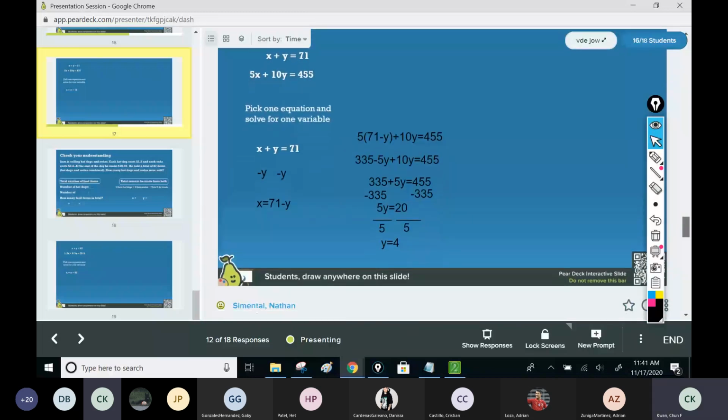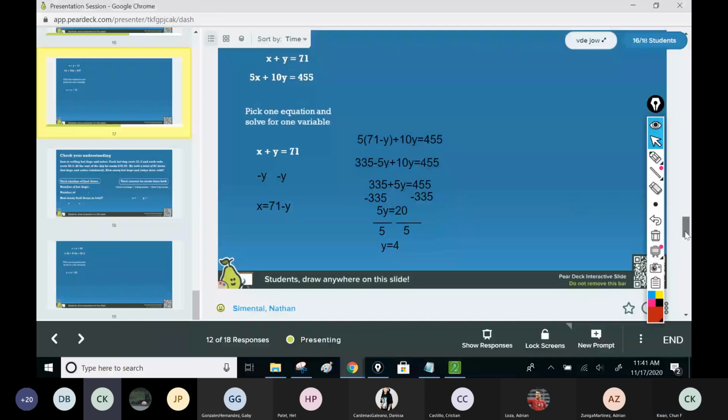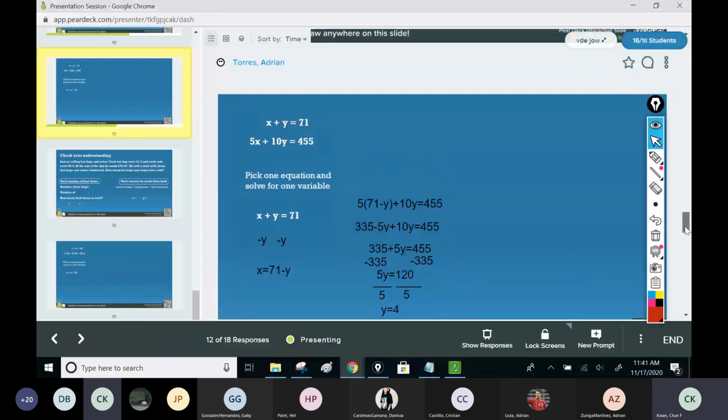Hey, Nathan, if you can hear me, this is the problem right here. 455 minus 335. So double check this number right here. It's not going to be 20. See if you can fix that. There you go. Good. 120.